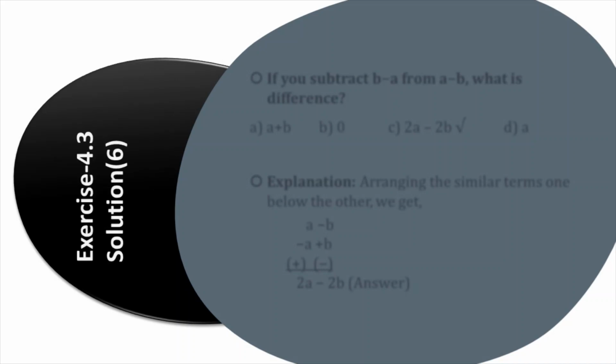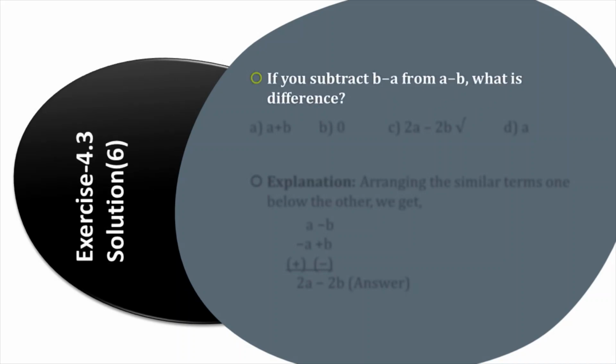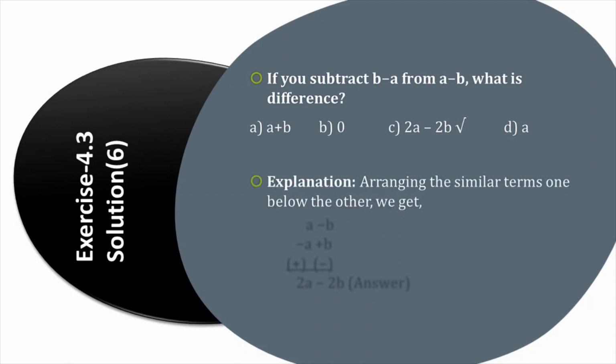So this is solution number 6. If you subtract b minus a from a minus b, what is the difference? So these are the options, my dear. The answer will be C, 2a minus 2b. Let us see the explanation. Arranging the similar terms below the other, we get, as you can see, the same variables below each other, a minus b.